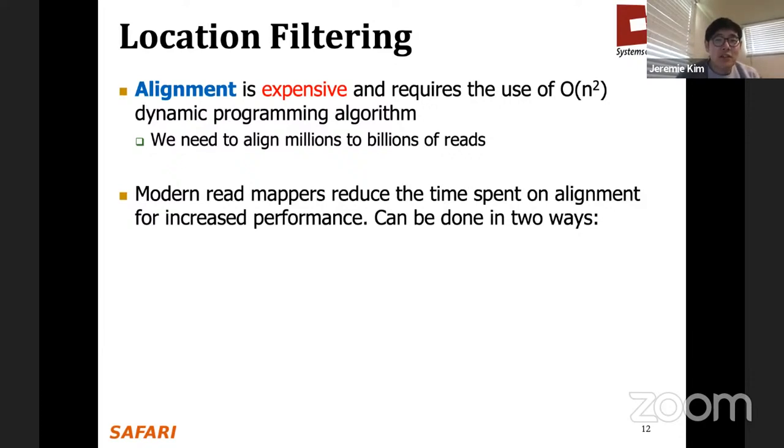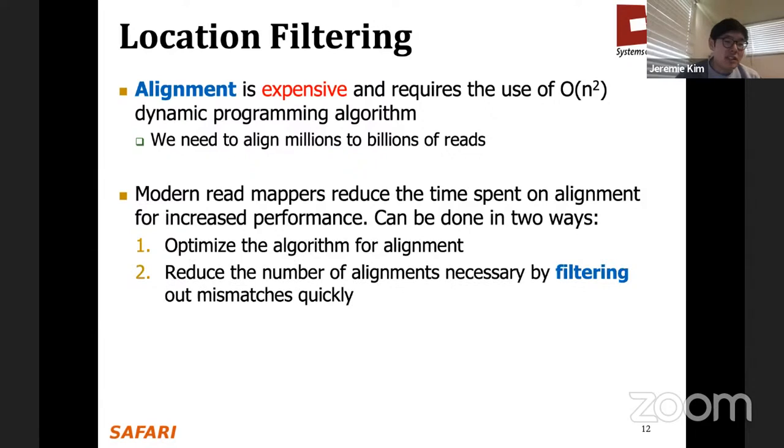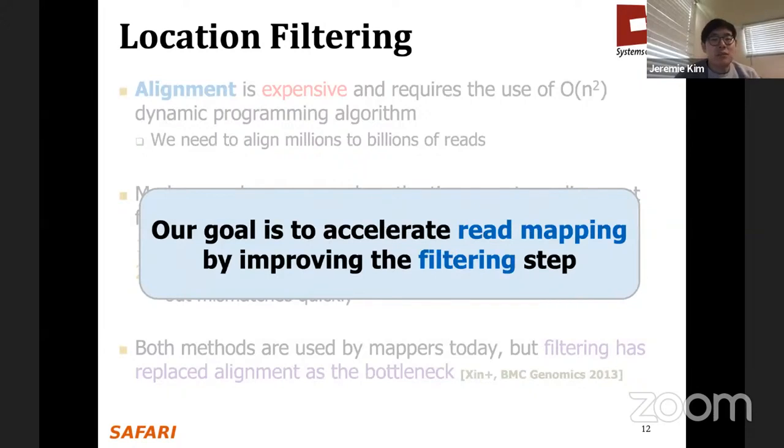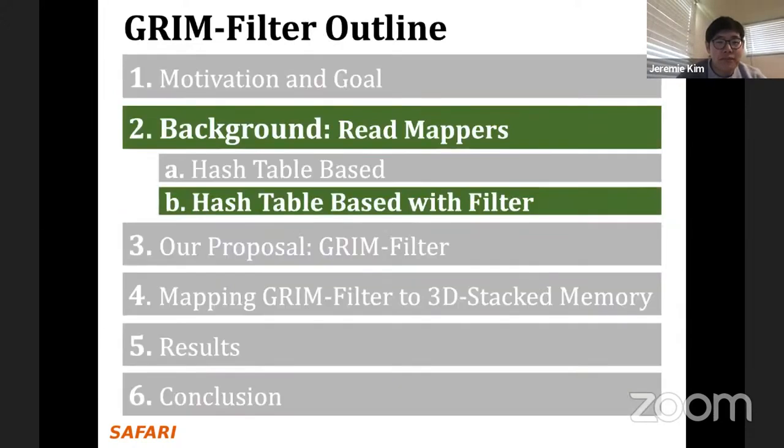And this can be done in 2 ways: by further optimizing the alignment algorithm, which many prior works have tried, or by reducing the number of alignments necessary by filtering out mismatches quickly. Both of these methods are used by mappers today, but now filtering has replaced alignment as the bottleneck. So our goal is to improve the filtering step in read mappers.